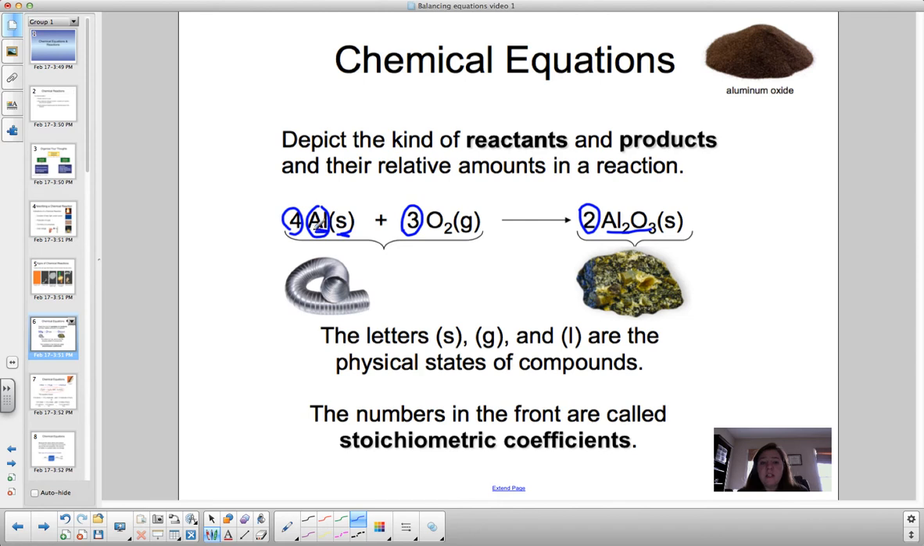So this is just one individual mole of the reactant, and then later on we need to find out how many moles of aluminum need to react and how many moles of oxygen need to react to produce this amount of molecules over here of the aluminum oxide.